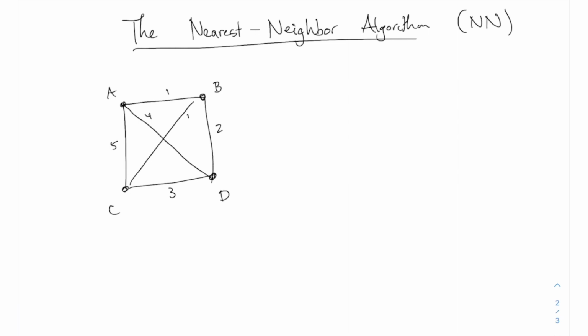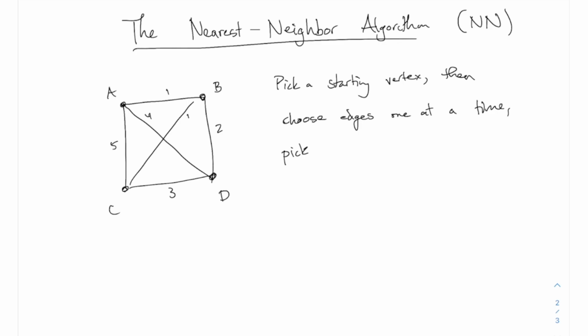For the nearest neighbor algorithm, first of all, you just pick a starting point. When I ask you to do the nearest neighbor algorithm, I'm usually just going to say, do it starting at A or something. Pick a starting vertex. Then you choose edges one at a time, and pick the cheapest edge each time as you go.